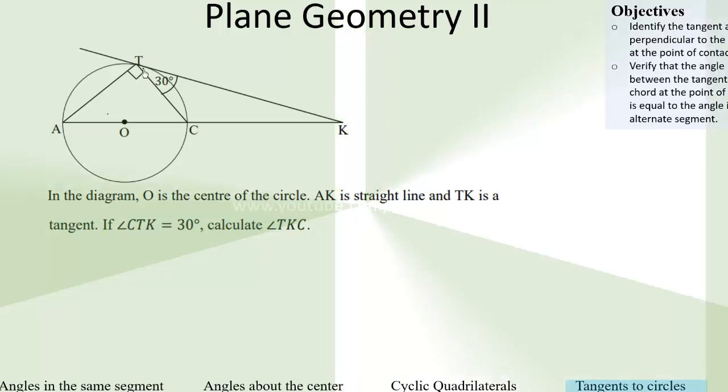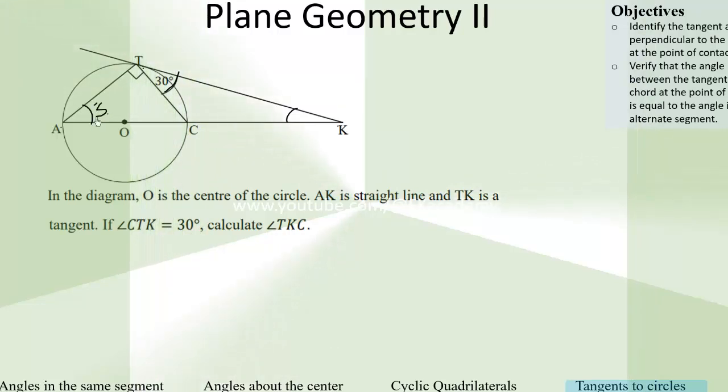Angle TKC. So this angle is what we are looking for. So you have to use angles in alternate segment. Because TK is a tangent, the angle that is here should be equal to this angle, as we just saw. So this is also 30 degrees.